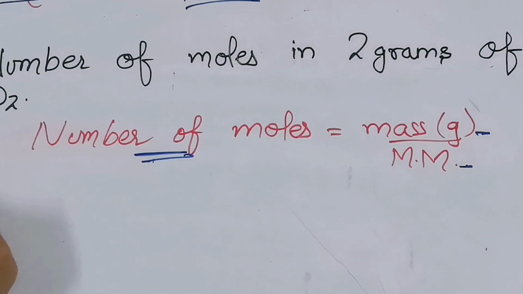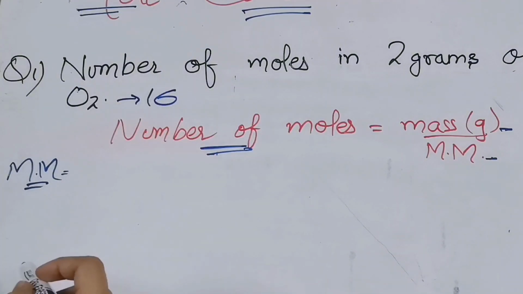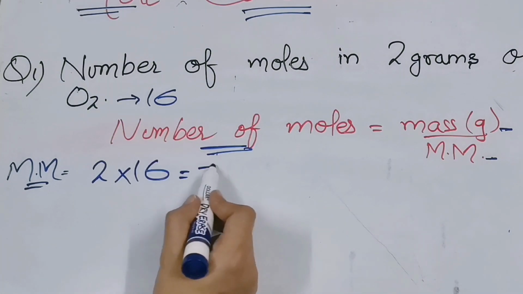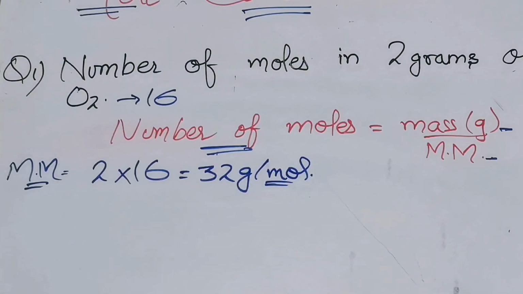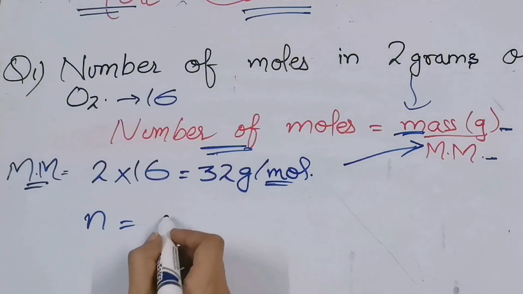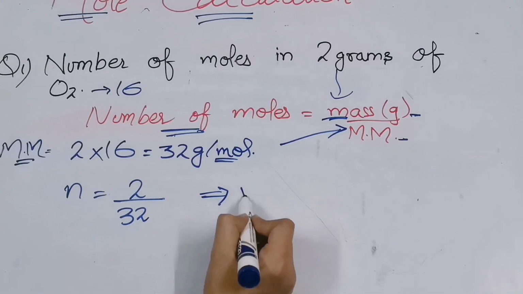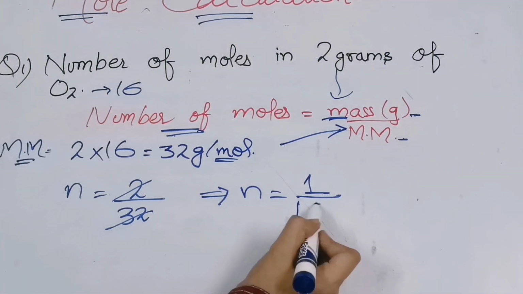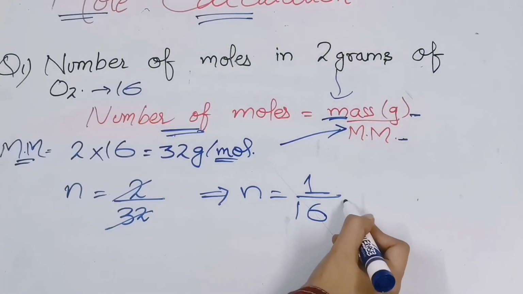Now let us first find the molar mass. What is the atomic mass of oxygen? It is 16. And how many oxygens are present? 2. So 2 multiplied by 16 is equal to 32, and for molar mass we write the unit gram per mole. The number of moles will be equal to 2 gram divided by 32. Here n, after cancelling, will be equal to 1 by 16, and we will write the unit mole.